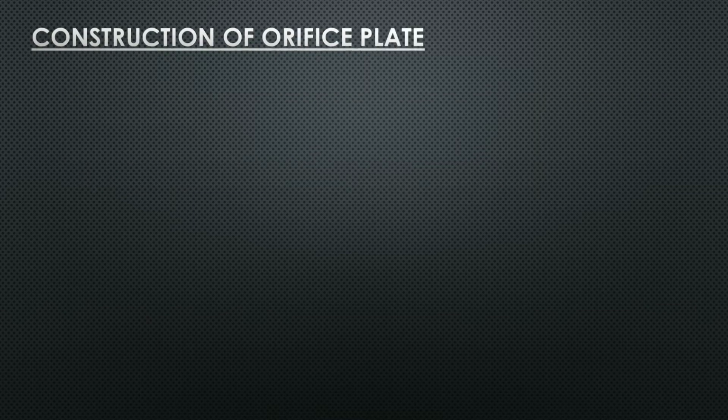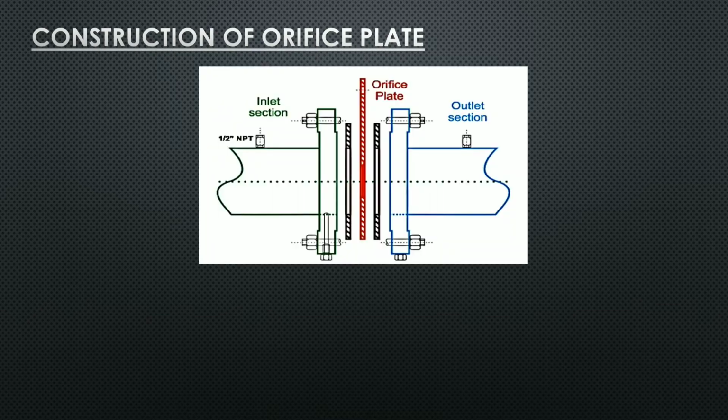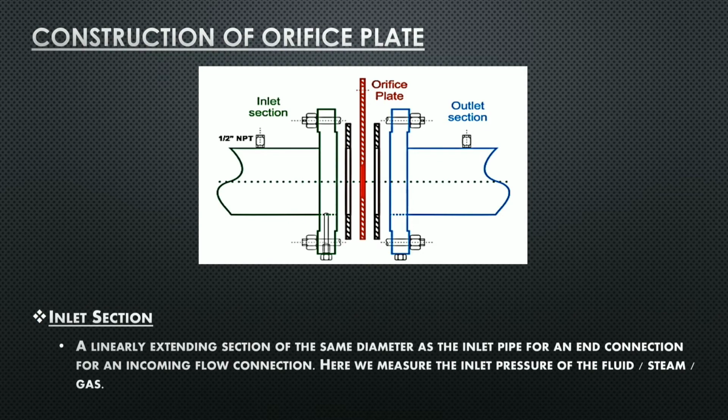Now let us see the construction of orifice plate. As we can see in the construction of orifice plate, there is an inlet section, one outlet section, and the orifice plate is inserted between this pipe. So let us see first of all about the inlet section, a linearly extending section of the same diameter as the inlet pipe for an end connection for an incoming flow connection. Here we measure the inlet pressure of the fluid or steam or gas.